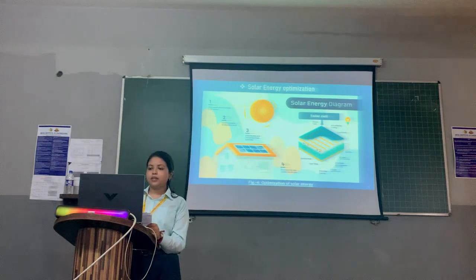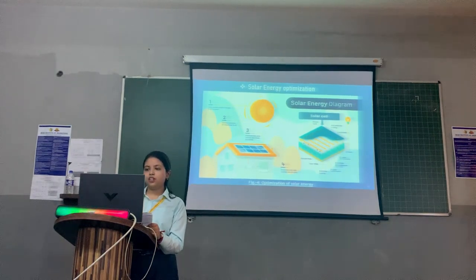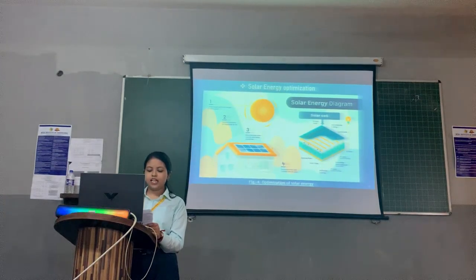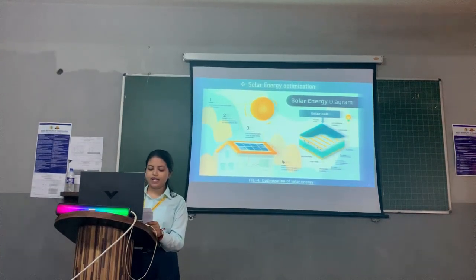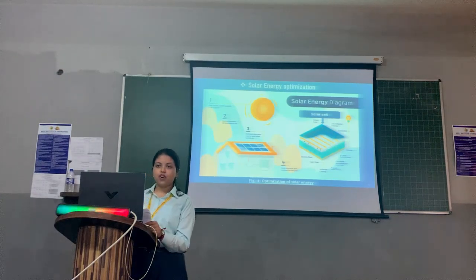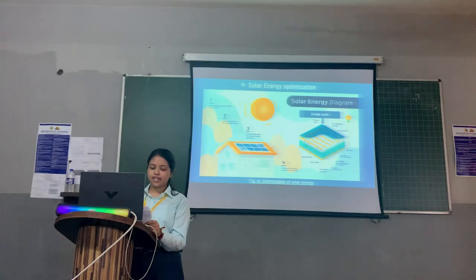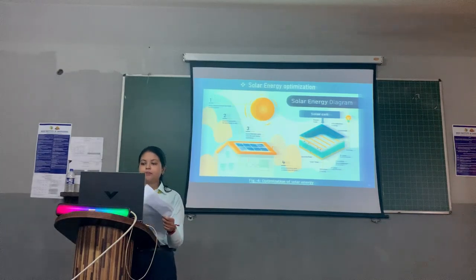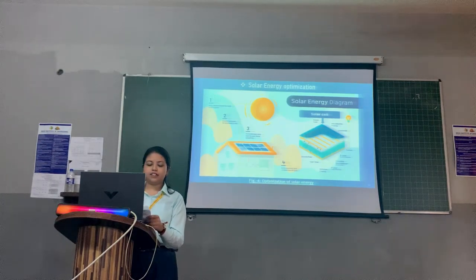Here is a representation of how solar energy is optimized. Here we can see a rooftop solar panel to generate and use electricity. And here we can see how the solar cells in solar panels work as photovoltaic cells to convert sunlight directly into electricity. So let us discuss it further.